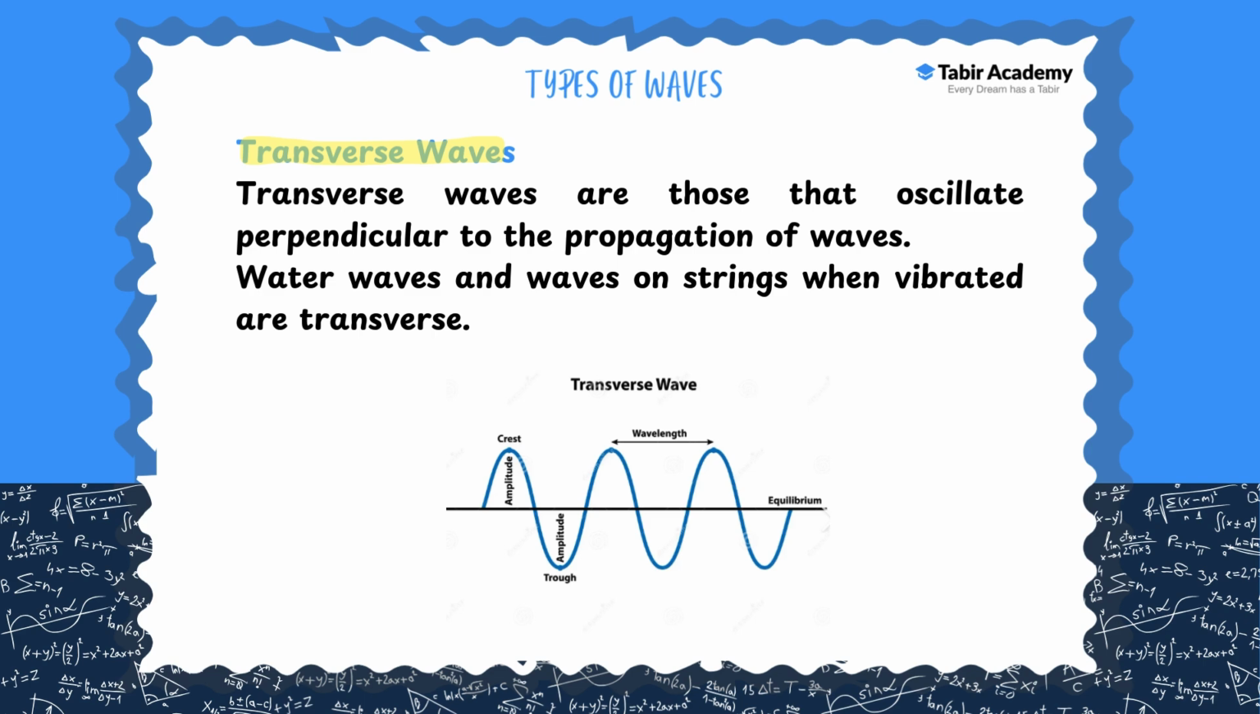As you can see in the diagram below, the amplitude of the transverse wave is basically its maximum displacement from the mean position. And the wavelength of a transverse wave is the distance from one crest to another or from one trough to another.